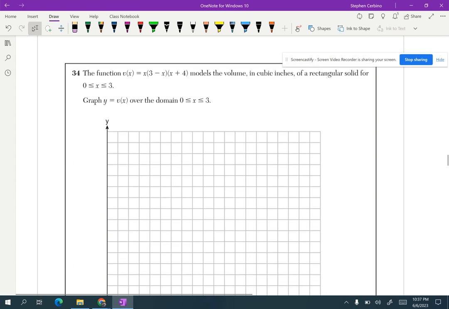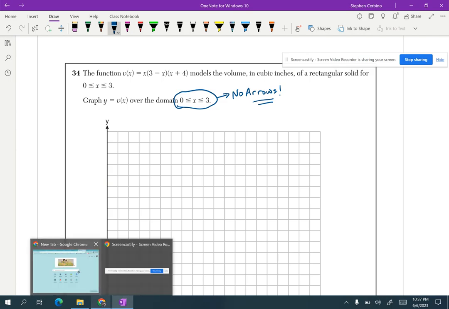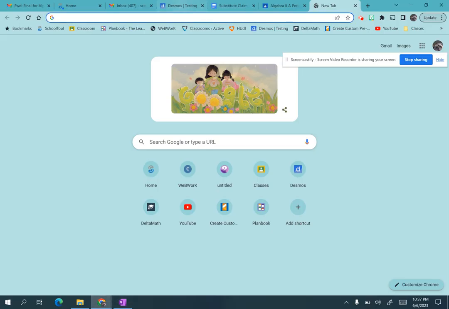Okay, so for the next one, it gives us a function, and it wants us to graph it over a domain. So one of the things you have to understand is when there's a restricted domain on our graph, that means we have no arrows. Don't be that person that gets points off because they draw arrows when there is a restricted domain, right? We know that. So let's grab some Desmos action here and see what we got.